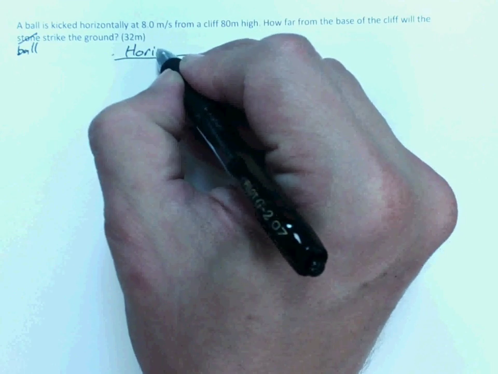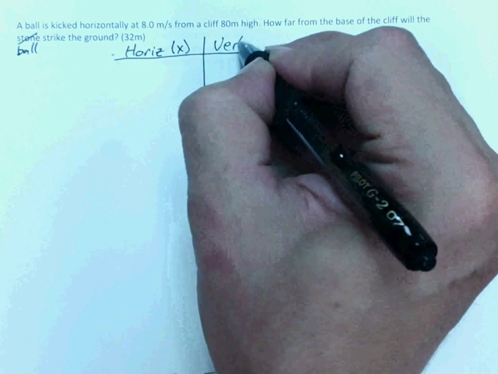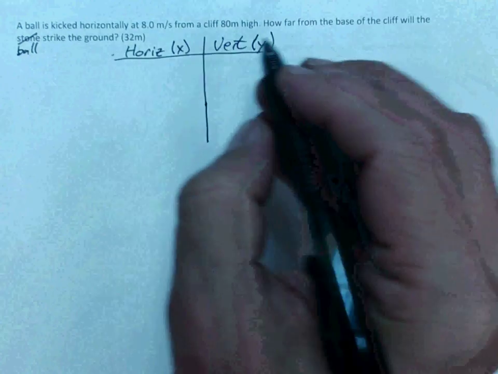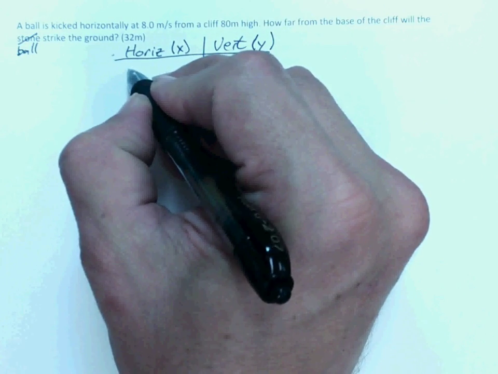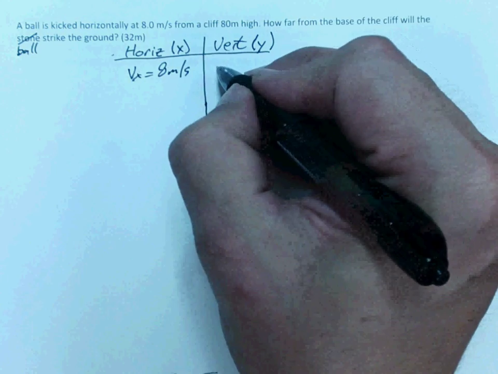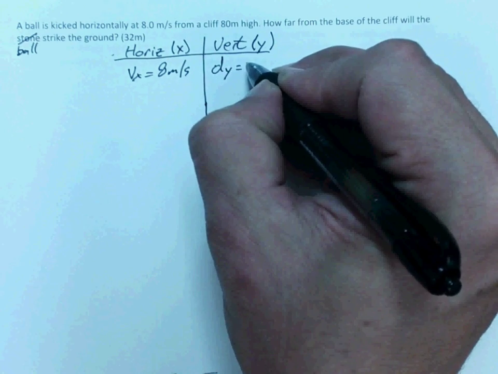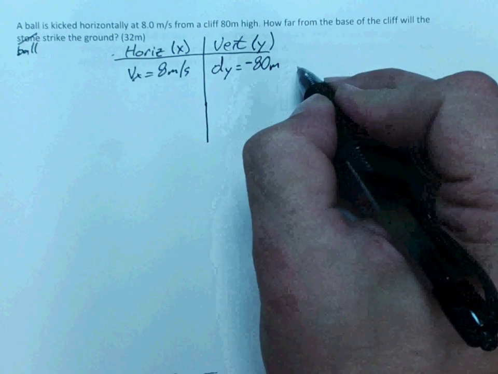Horizontal in X and vertical, otherwise known as Y. I'm going to make a table here and list what I know. So horizontally, our velocity Vx is 8 meters per second. Vertically, I know dy, that's the distance, is negative 80 meters. I call it negative because it's down.